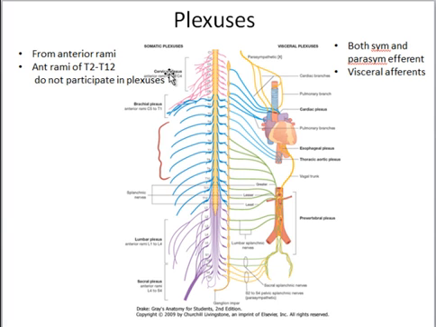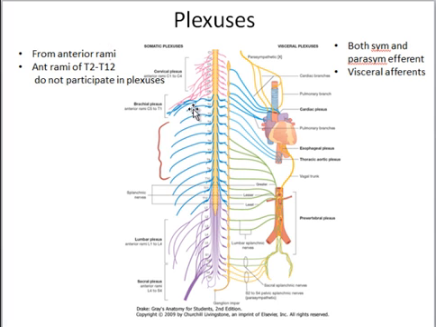So these all develop from the anterior rami, or the ventral rami. Remember in the spinal cord, the spinal nerve divided into dorsal rami and ventral rami. The ventral rami supplied most of the body wall, right? The skin, the muscles of your limbs and the lateral aspect of the body wall. So they develop from the anterior rami.